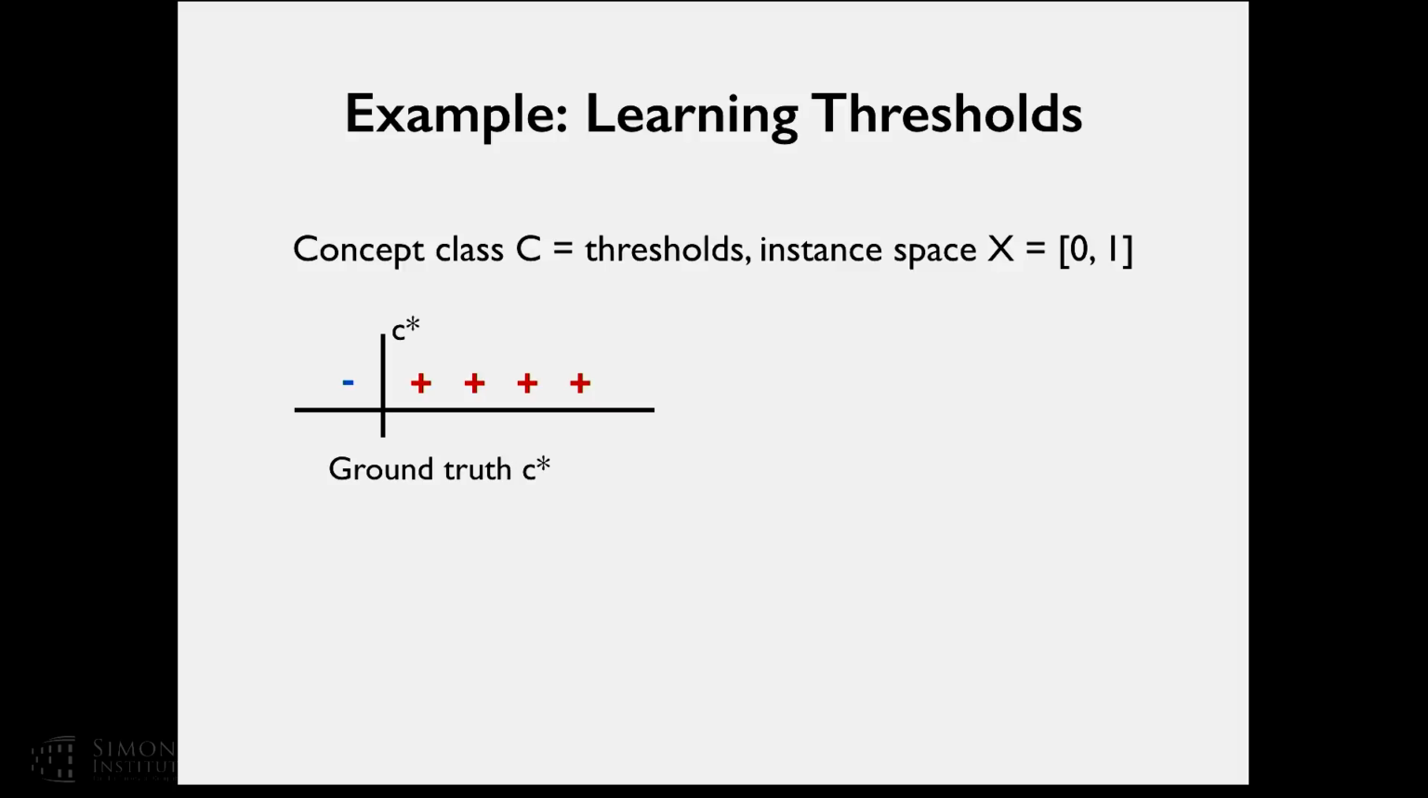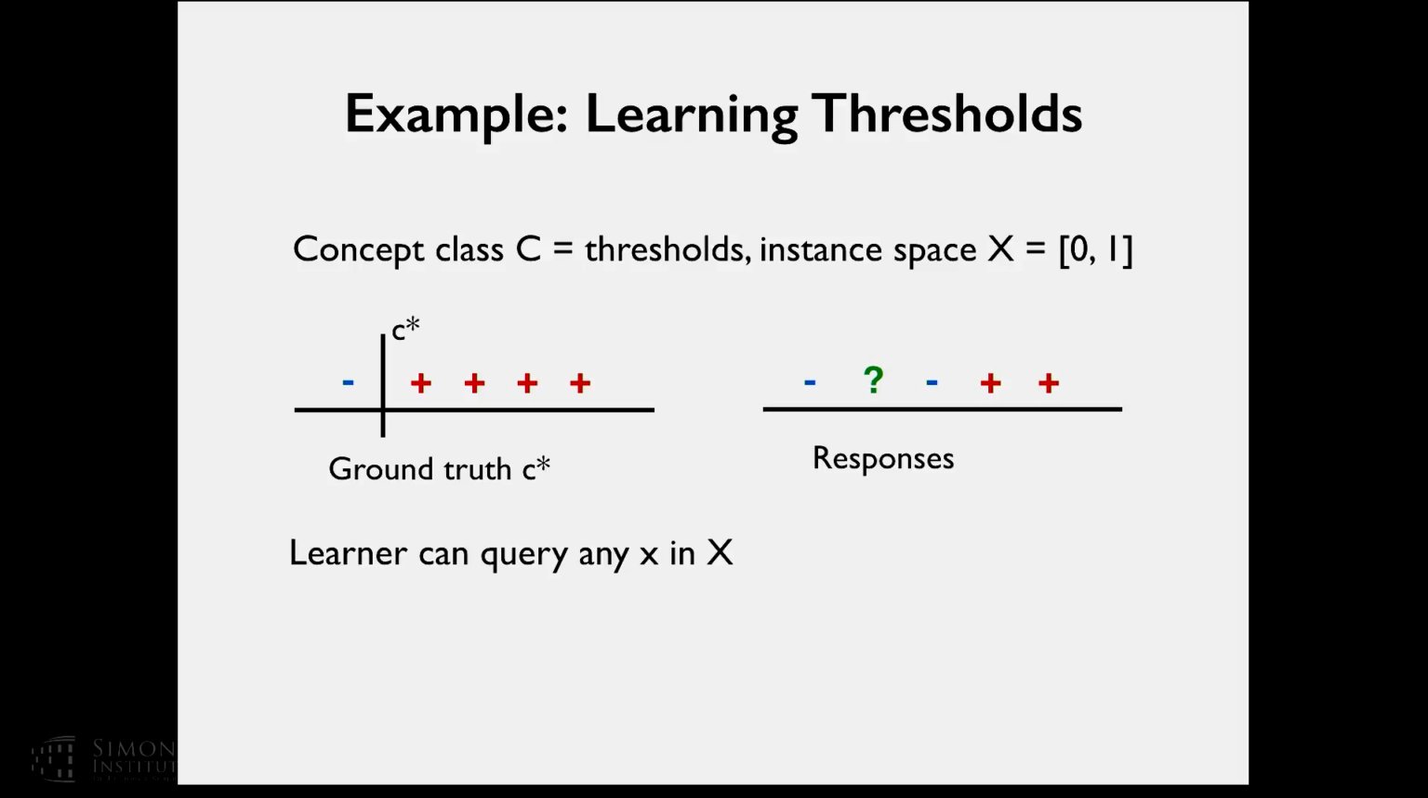Okay, so let's start out with a very basic and simple example. Suppose we are looking at a concept class of thresholds, and we have an instance space of 0 to 1. This interval is the instance space, and we are looking at a concept class of thresholds, okay? And let's say there is some underlying ground truth. So we are changing models a little bit over here. We are not in this agnostic model anymore. So there is some underlying ground truth, C star.